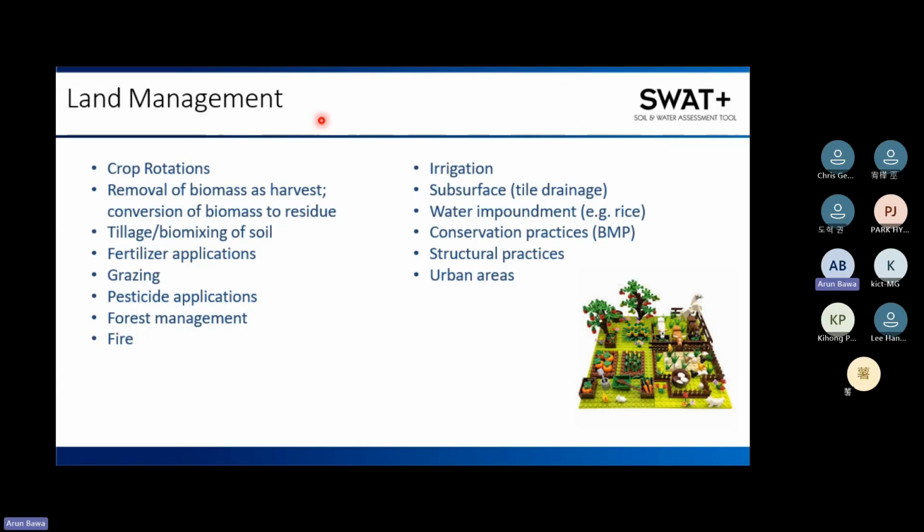Then do you want to graze? And all those animal operations are also there. Then different kinds of pesticides, not just agriculture, we do have them for urban management, forest management. You want to do prescribed burning, what is the fate of nutrients after the prescribed burning? So all those things are available for you to do. Okay, irrigation, conservation practices. You want to include wetlands somewhere. You want to control soil erosion with different practices. You want to create a terrace or others. So all those things are available in the SWAT land management.